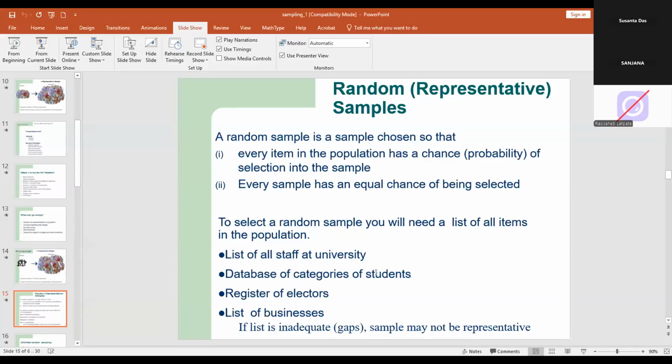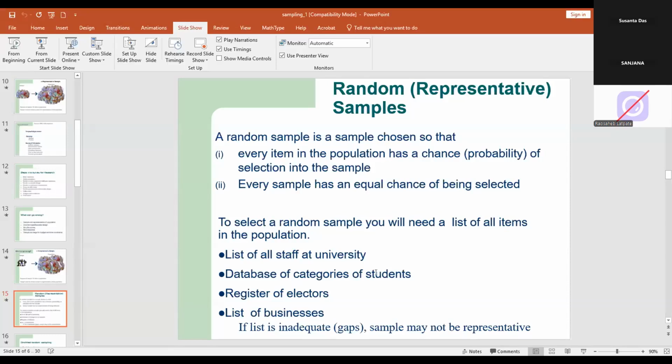Next one is stratified random sampling. Now, in general, the population can be stratified. Stratified means divided according to gender, male, female, or sometimes third gender also. Or according to age group. Age group means children, youngsters, and elder or older ones.